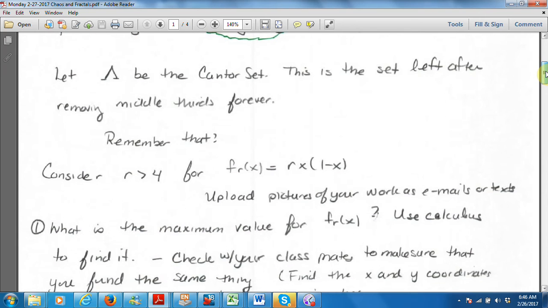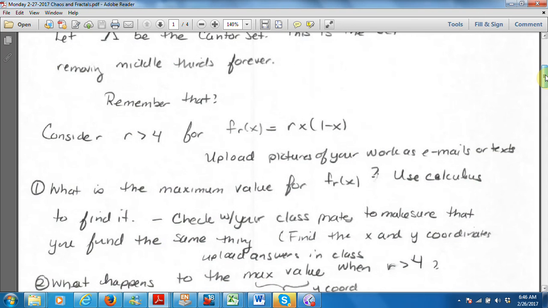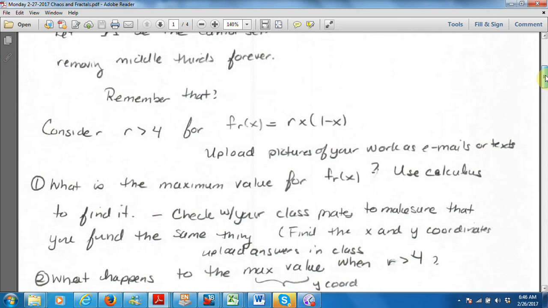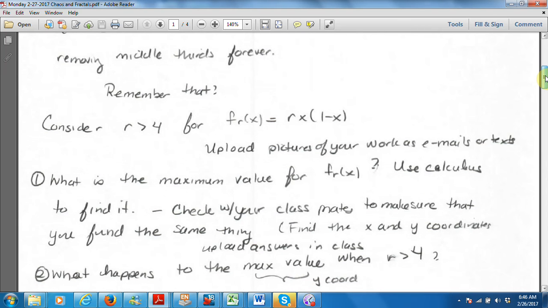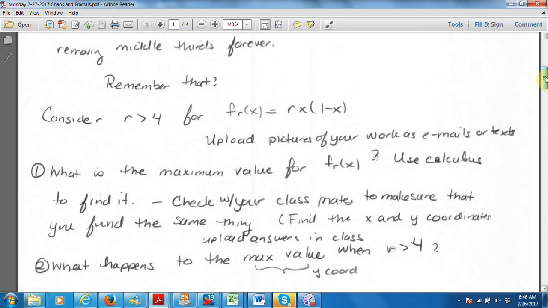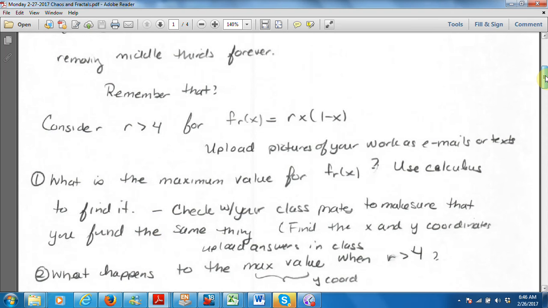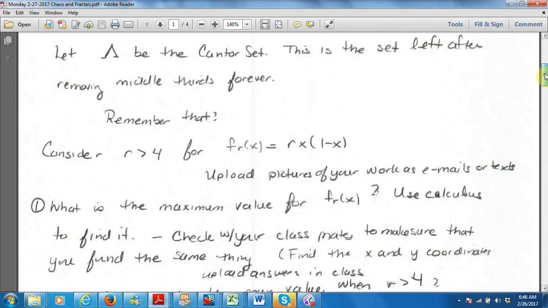The first thing I'd like you to do is take that f_r of x and find the maximum value of that parabola. Use calculus to find it. Check with your classmates to make sure that you found the same thing. I want the x and y coordinates, and you can just send me the x is equal to and the y is equal to. Right? So that's module 1. Just go for it, and I'm going to pause my voice.